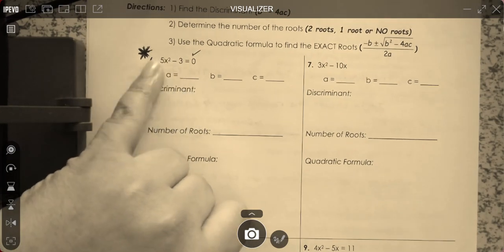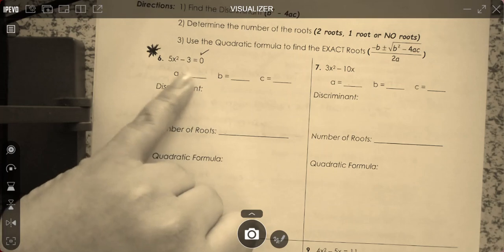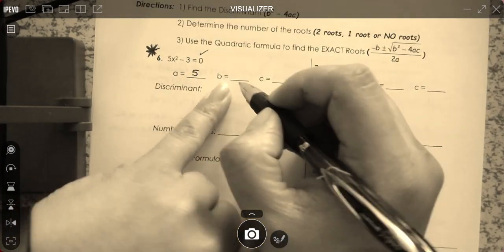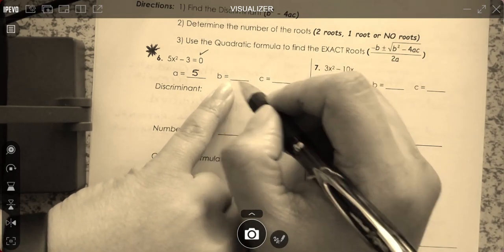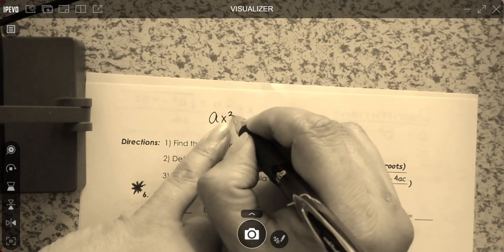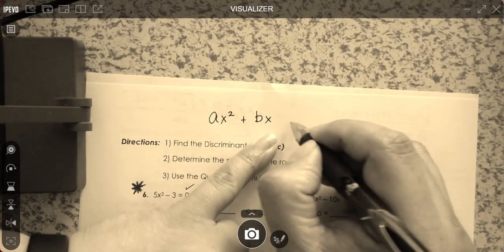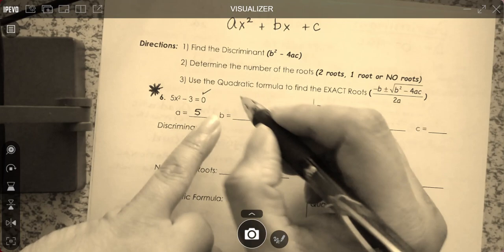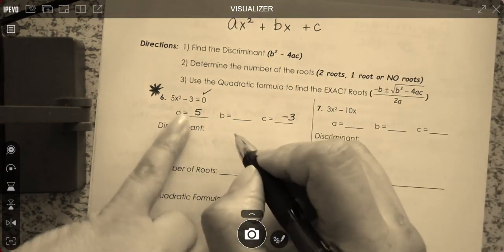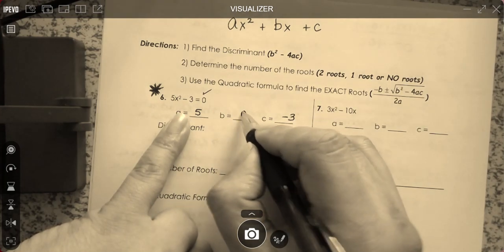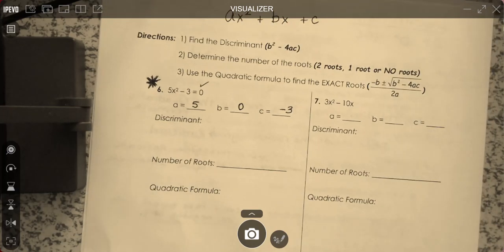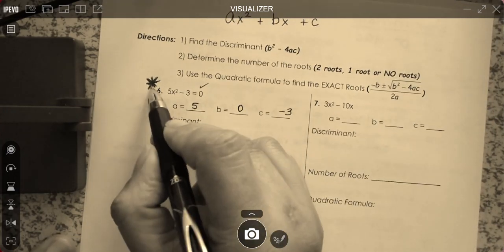All right, so A, B. B is not -3. A is in front of x squared, B is in front of x, and C has no x. So that makes C -3 because it has no x. And B is 0. So this is the situation when B is equal to 0. Put a big star or asterisk next to it, okay?